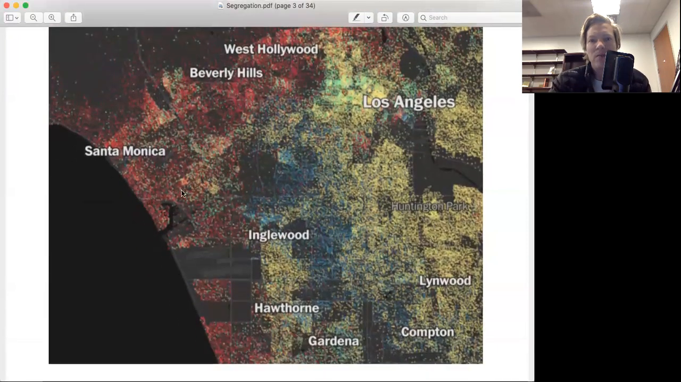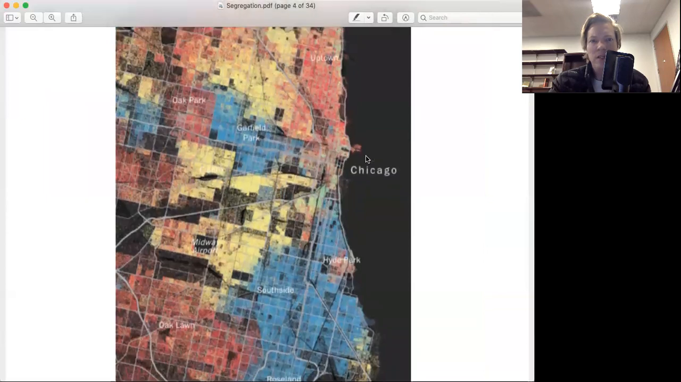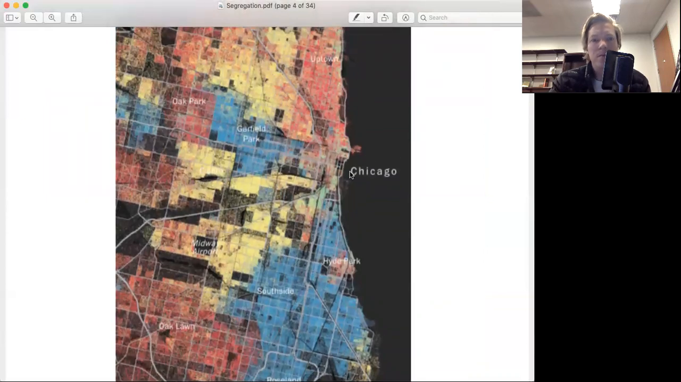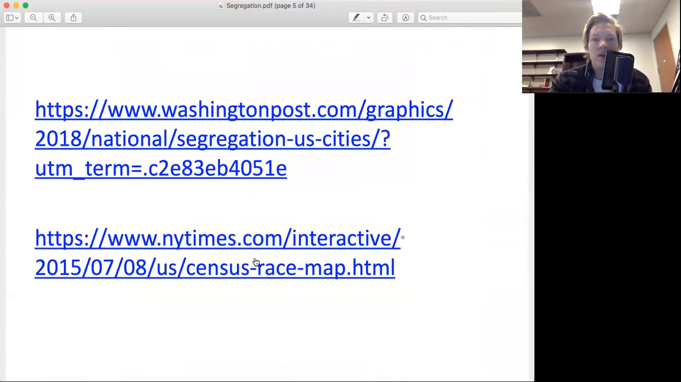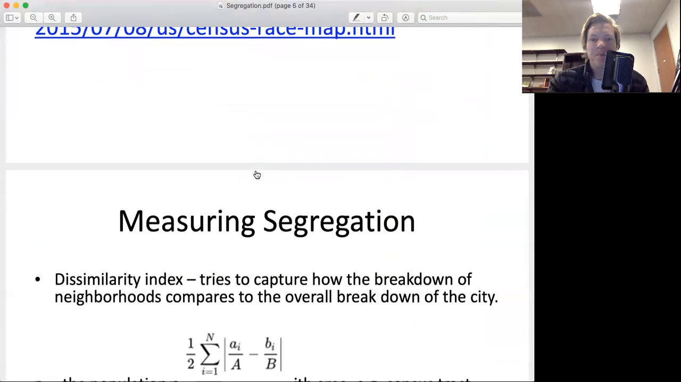All right, these are the general patterns though. You can have cities that look like LA, that have areas of segregation but also more diverse areas, and you can have cities like Chicago, which are very segmented, where you could basically see the dividing lines almost jump out at you. And here are two links where you can play around with this. You can look at different cities, and you can look at their evolution over time.